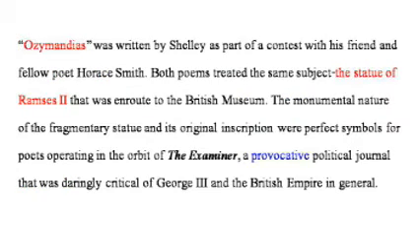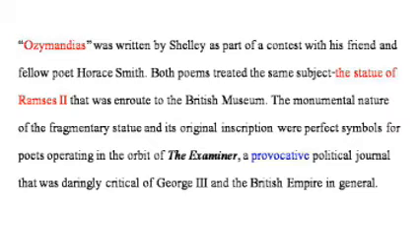Ozymandias was written by Shelley as part of a contest with his friend and fellow poet Horace Smith. So this is the background of this poem. He, along with his friend Horace Smith, had written this poem as part of a contest. Both poems treated the same subject, the statue of Ramses II, that was en route to the British Museum. So they were asked to write about the Egyptian king Ramses II, because there was a statue which was recovered and taken to the British Museum. So that was the background of this poem.